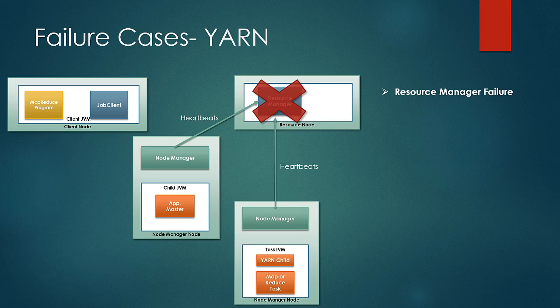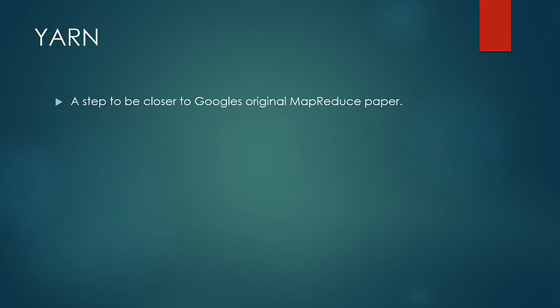At the end, I would just like to mention that Yarn is an attempt to get closer to the Google's original MapReduce paper. Google had released papers but never had released the codes. So they are much more advanced than the rest of the world in Hadoop-like distributed computing technology.